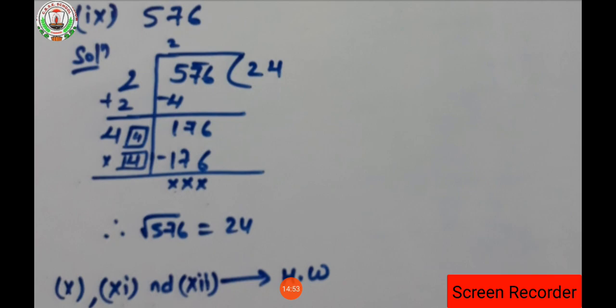So 2 2s are 4, isn't it? So 4 will be subtracted from 5. What is left? 1 will be left. Then we have to think of a number that will be multiplied to get 176. So that number is 4, isn't it? So 44 will be multiplied with 4 to get 176. Hence the square root of 576 is 24. Clear everyone? So students, try to do the 10th, 11th and 12th questions on your own.